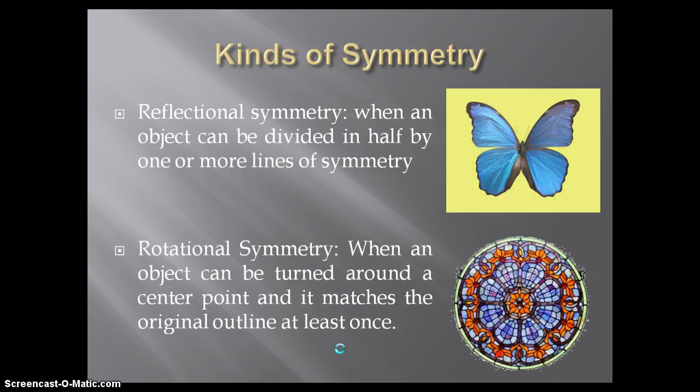There are many different kinds of symmetry, but we're going to focus on two, specifically reflectional symmetry and rotational symmetry. Reflectional symmetry is when an object can be divided in half by one or more lines of symmetry, such as in this picture of the butterfly. If you were to cut the butterfly in half, straight up its body, and you were to put the pieces together, it would be a perfect match of symmetry.